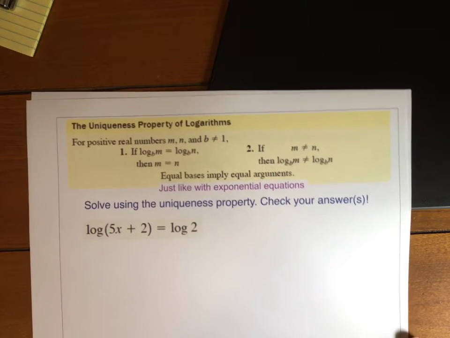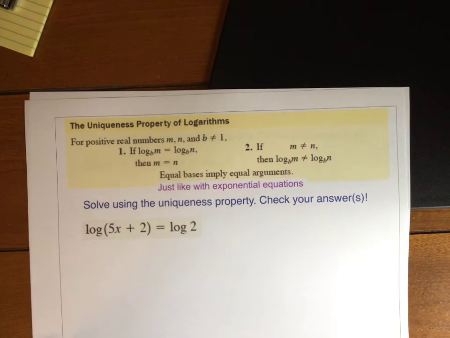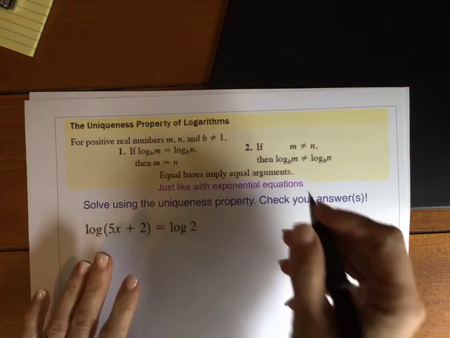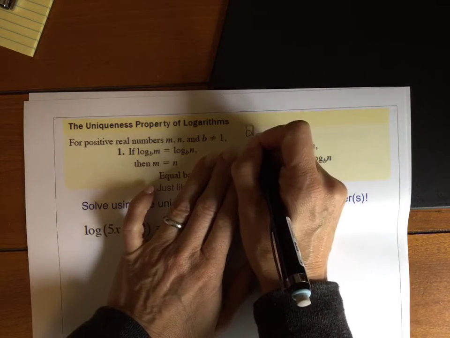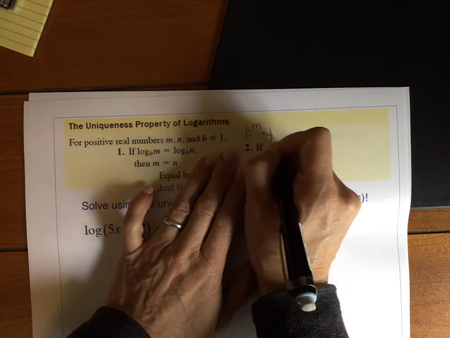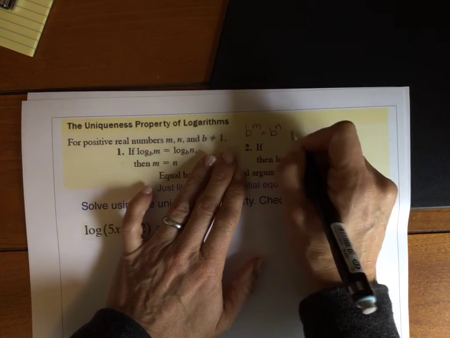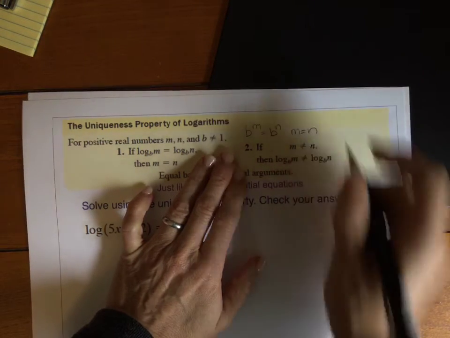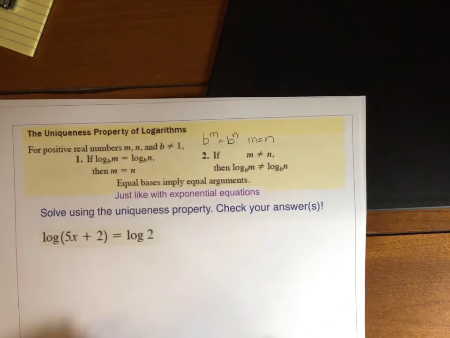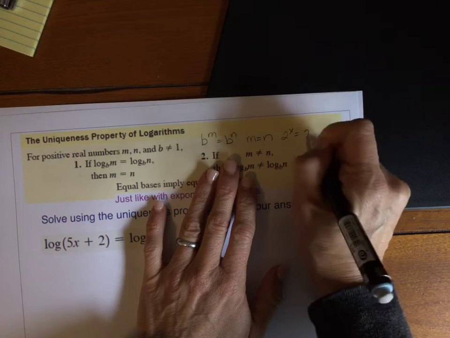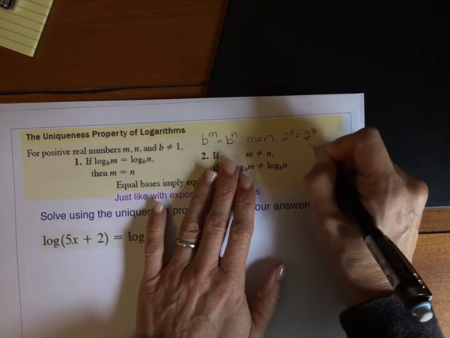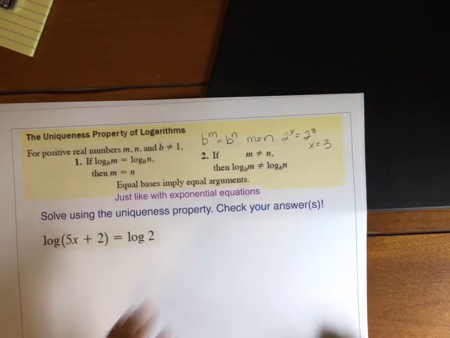All right, we have a short lesson on solving with what we call the uniqueness property. When we did this with exponents, remember it was something like this: if we had b to the m power equals b to the n power, we could say that m equals n. Numerically, that was something like 2 to the x equals 2 to the 3, so x must equal 3.